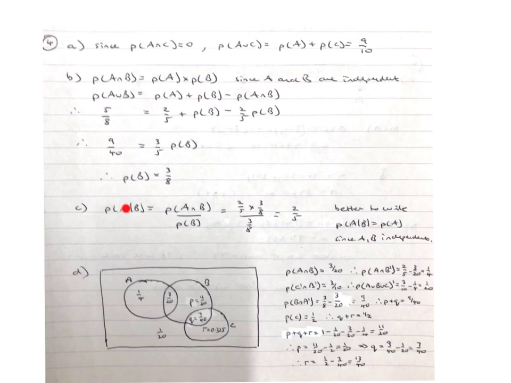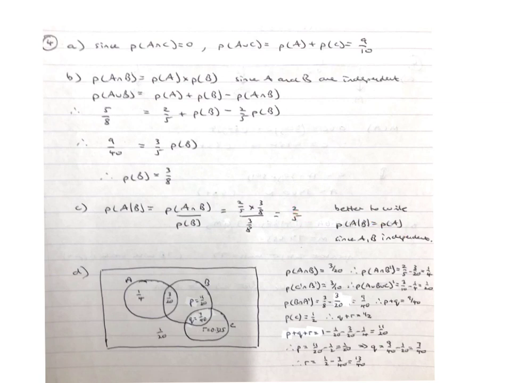Part C, another conditional probability. A, given that B's happened, that's A and B over B. A and B is this, B is that, which is 2/5. Although it is probably better to realise that A given B is A because they're independent. But either way you get 2/5.